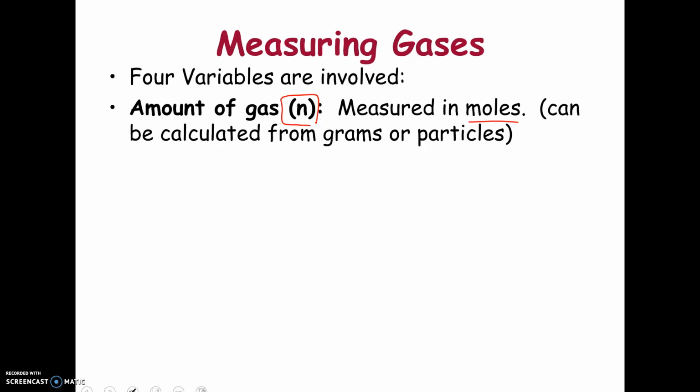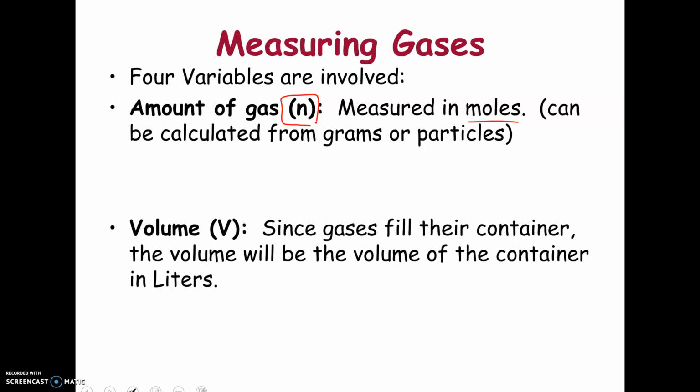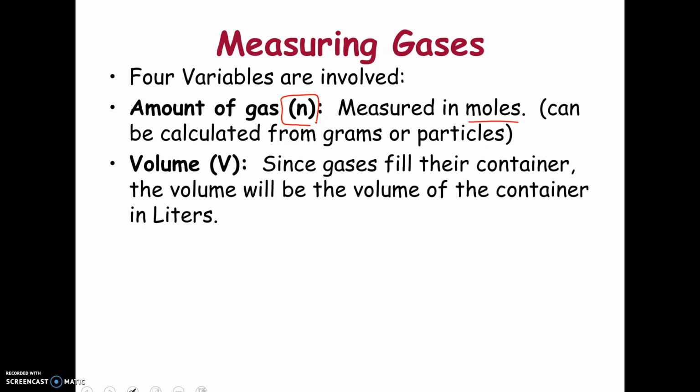So moles, the variable is the letter N, and you can get moles. If they gave you grams, you could convert to moles. If they gave you particles, you could convert to moles using the same conversion factors that we learned back 2 chapters ago. Second is volume. V is volume. That'll be the volume of your container because the gas is going to fill whatever container you're using, and we usually use liters as our unit for that.